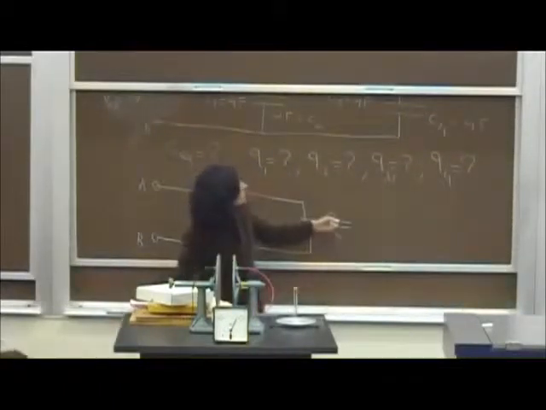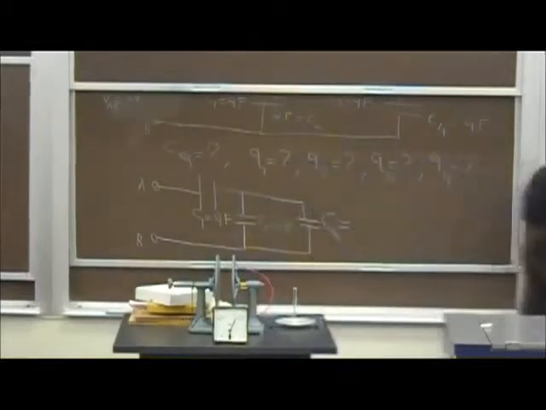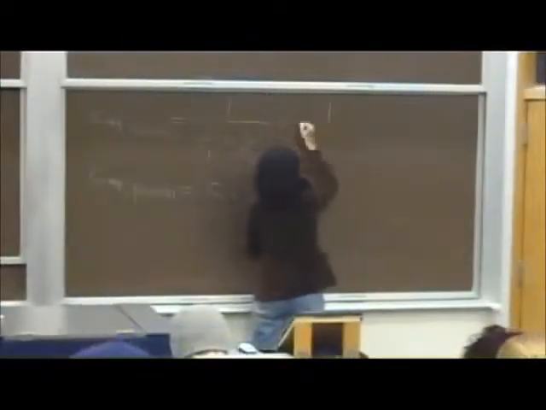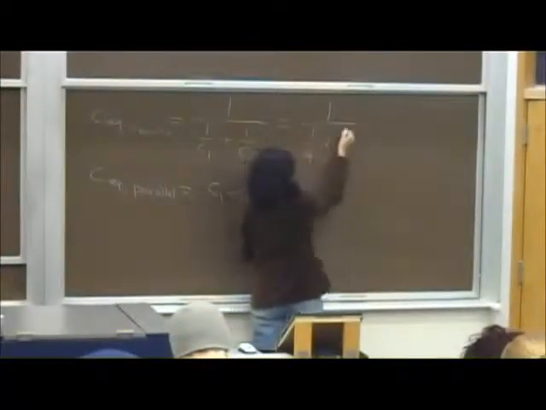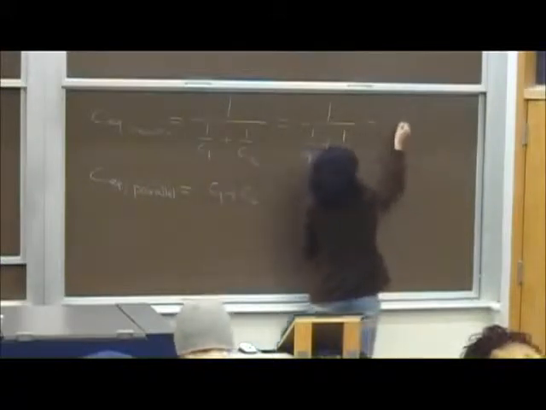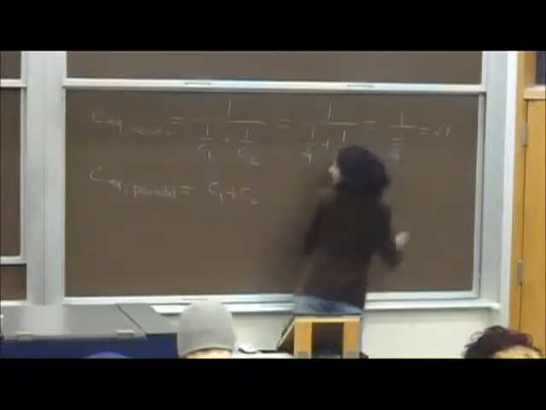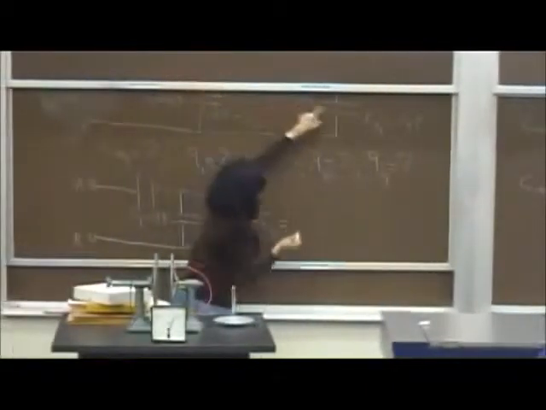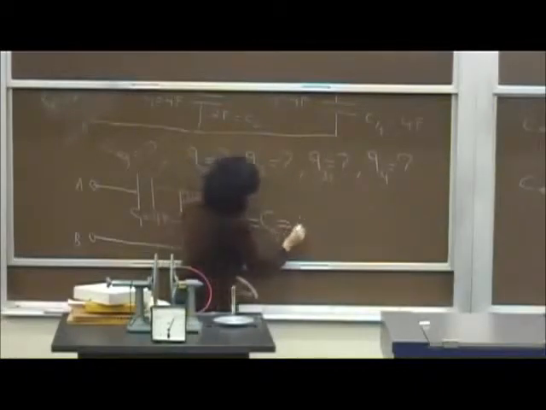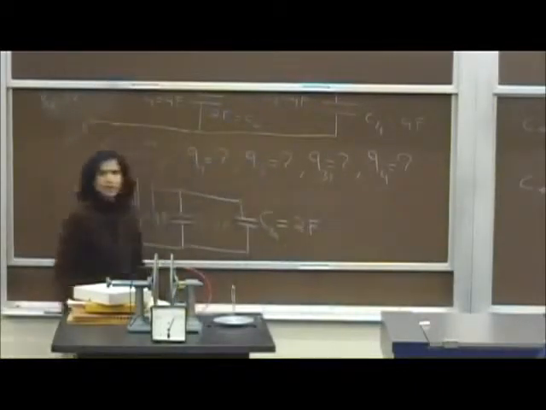All right, so what is this then? Since these two are in parallel with each other, we can use this, and we can say this is going to be 1 over 4 farad plus 1 over 4 farad, which is 1 over 2 over 4, which is 2 farads. So basically the equivalent capacitance of these two capacitors is going to be 2 farads.